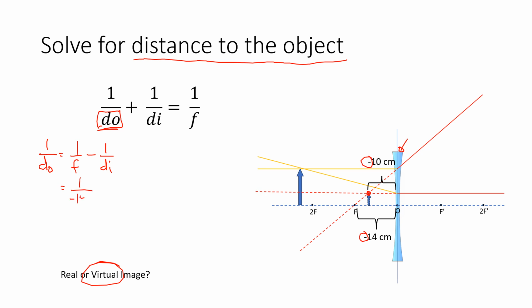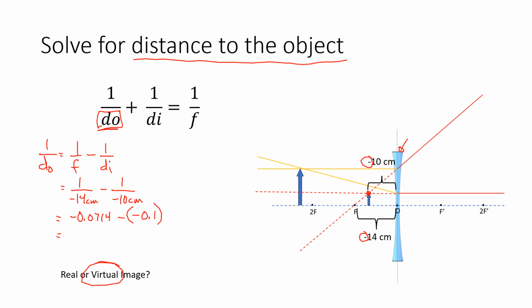So negative 14 centimeters here. And the distance to the image is 1 over, that's negative 10 centimeters. Great, so we can work those out in the calculator. So 1 over 14 is negative 0.0714. And subtracting 1 over 10 is negative 0.1.